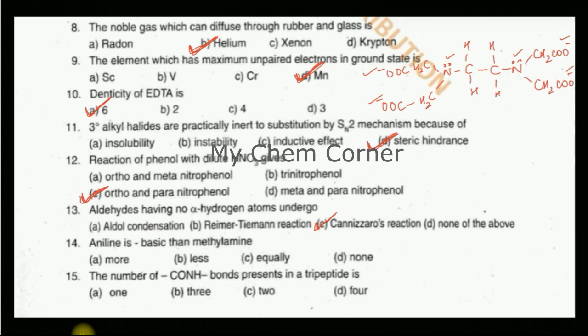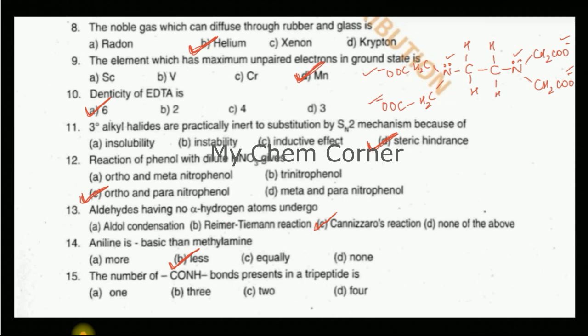Then next one, aniline is dash basic than methylamine. Now if you see here, the problem in aniline is the lone pair on nitrogen is involved in resonance. So what happened? Those lone pairs are not available for any basic reaction, right? So here aniline is less basic than methylamine. What is the reason? Because lone pairs on nitrogen of aniline are involved in resonance.